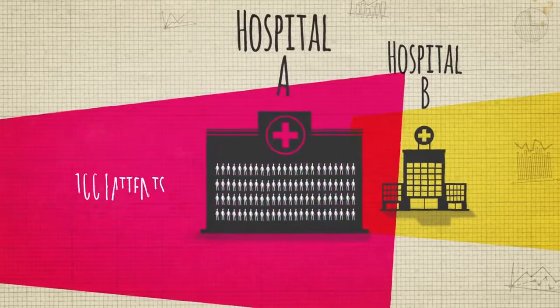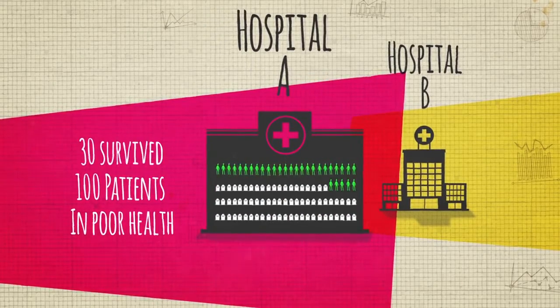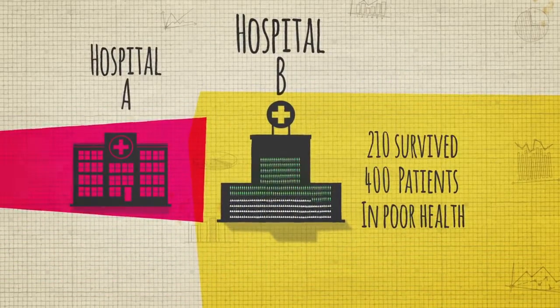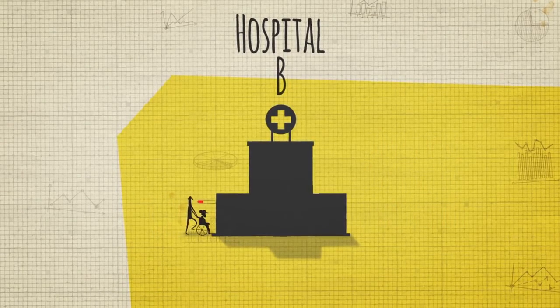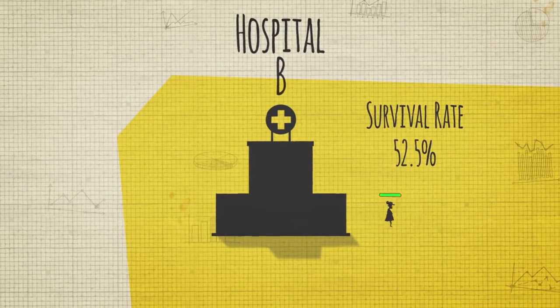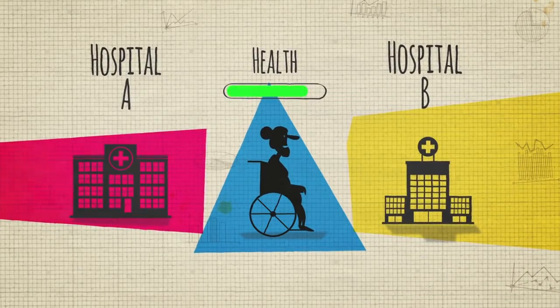Hospital A had only 100 patients who arrived in poor health, of which 30 survived. But Hospital B had 400, and they were able to save 210. So Hospital B is the better choice for patients who arrive at hospital in poor health, with a survival rate of 52.5%. And what if your relative's health is good when she arrives at the hospital?